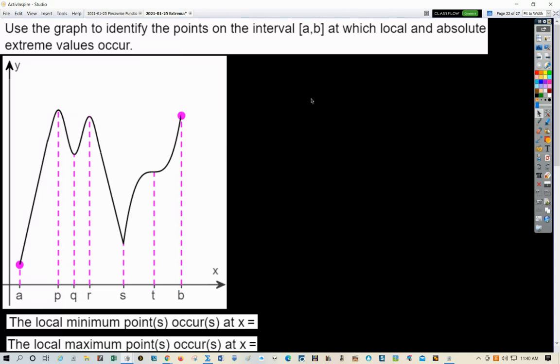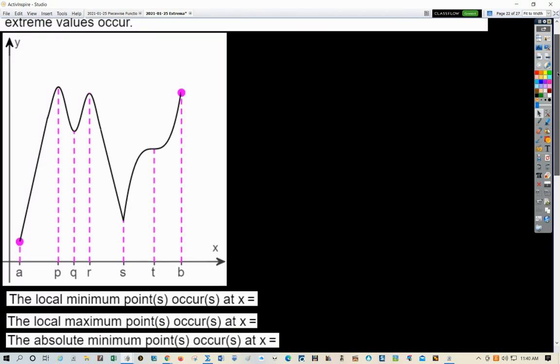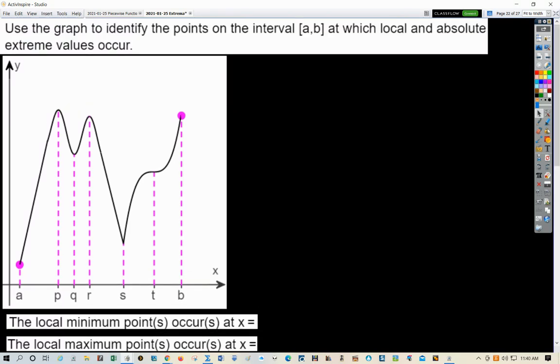Identify all of the points on the closed interval from A to B at which local and absolute extreme values occur. Okay, and I think we're out of time. Is it 40s when we're out of here?